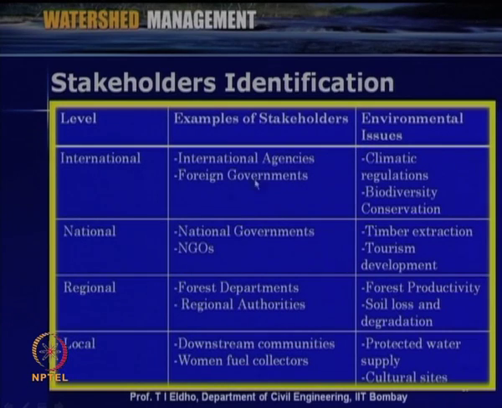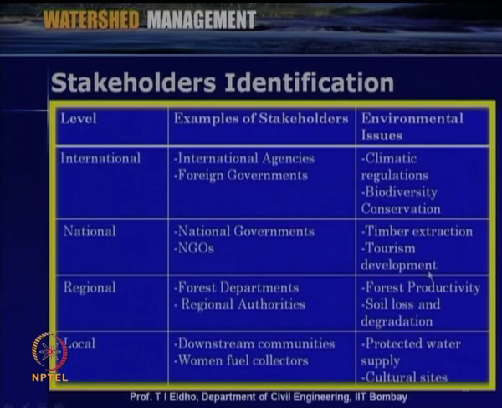International agencies will be coming, and many times foreign governments may give support to various agencies through NGOs or through direct government. So, at the international level the foreign governments can be stakeholders. The issues they will generally look into may be climatic regulations for the particular region, then biodiversity conservation, afforestation, etc., depending upon the area and the needs. So, the level can be international, and the stakeholders can be international agencies or foreign governments. At the national level, of course, national governments, state governments, and various NGO groups can be the stakeholders.